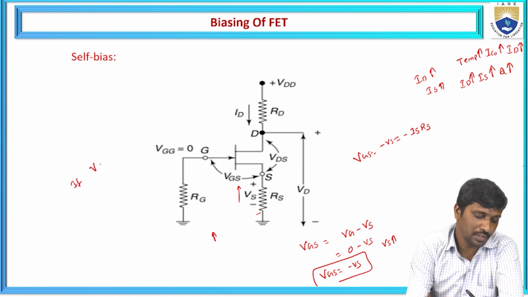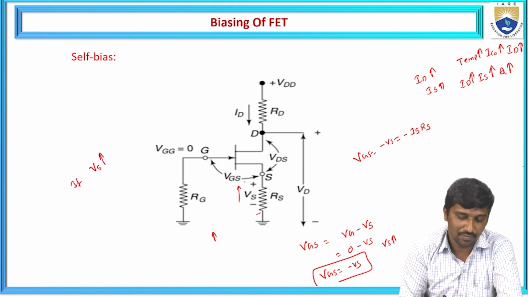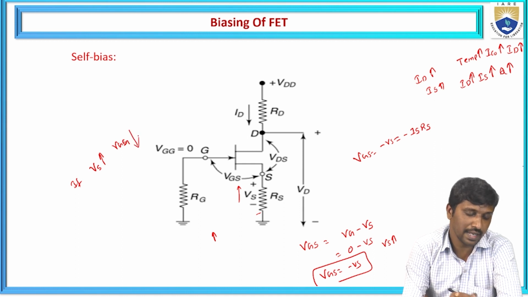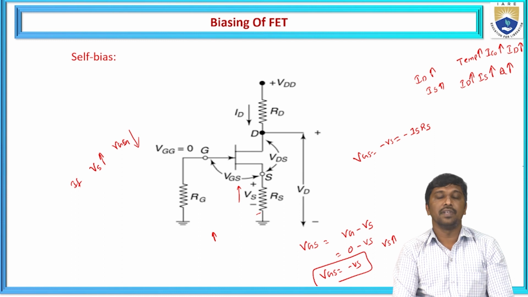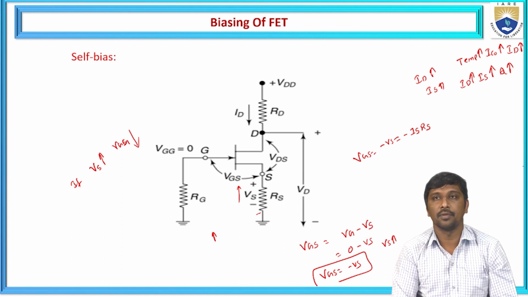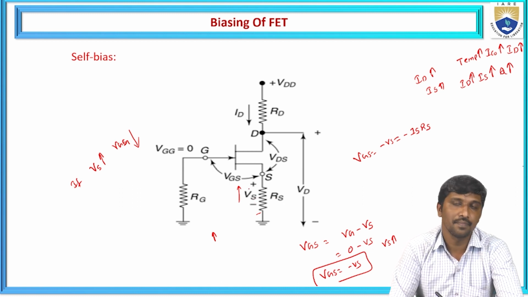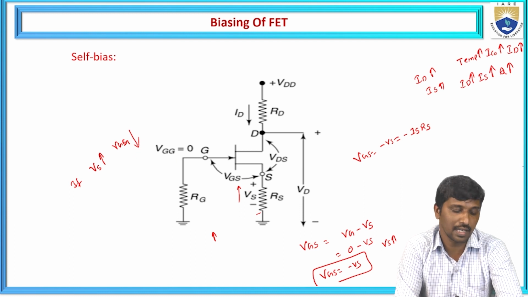If the voltage drop across this Rs changes, that will affect the input parameter. This affects the VGG parameter, meaning this VGG becomes more negative. So if VGG becomes more negative, whenever the drain current changes, or whenever the voltage drop across the source resistance changes, that makes the voltage across the gate more negative.